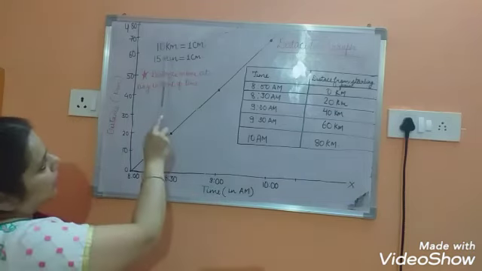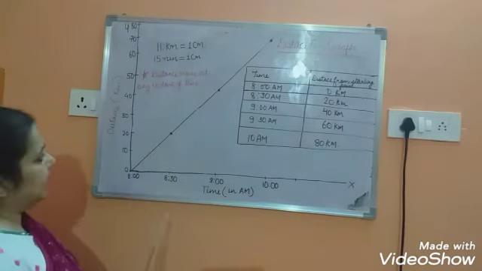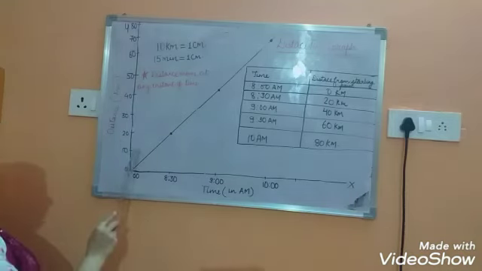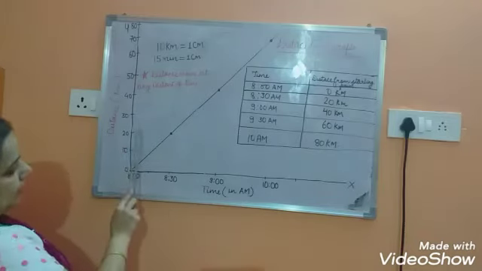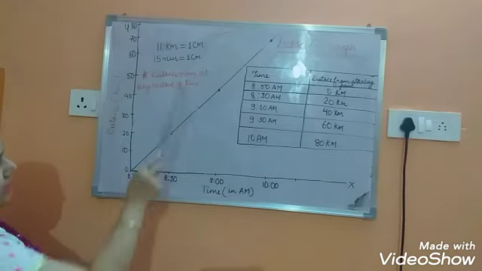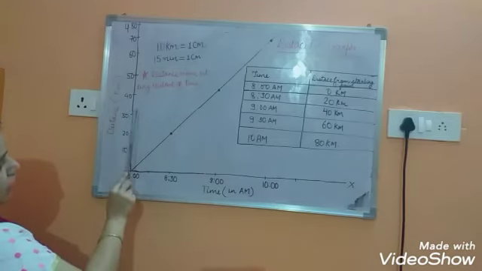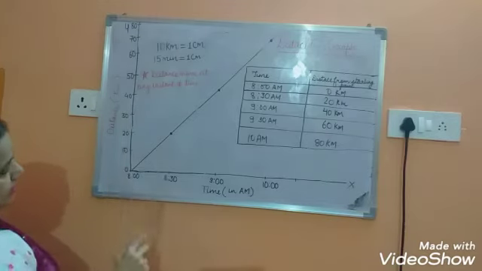So we will take the formula 10 kilometers is equal to 1 centimeter, and we will take distance on the y-axis. From 0 to 10 kilometers, that 10 kilometers is equal to 1 centimeter. Then 10 to 20, again 10 kilometers is equal to 1 centimeter. Again 20 to 30, 10 kilometers, equal to 1 centimeter. 30 to 40, 10 kilometers, 1 centimeter.